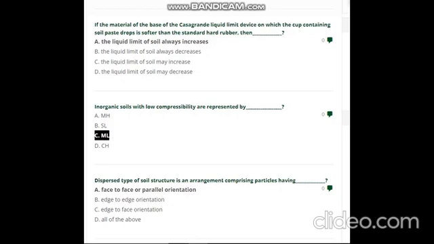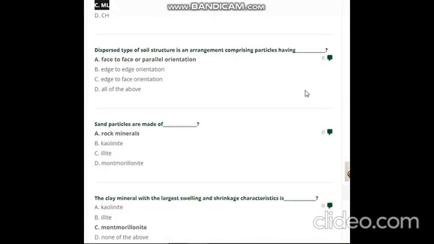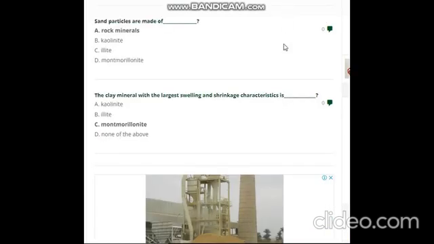C answer is correct. Dispersed type of soil structure is an arrangement comprising particles having face-to-face or parallel orientation. Sand particles are made of rock minerals. The clay mineral with the largest swelling and shrinkage characteristic is Montmorillonite.